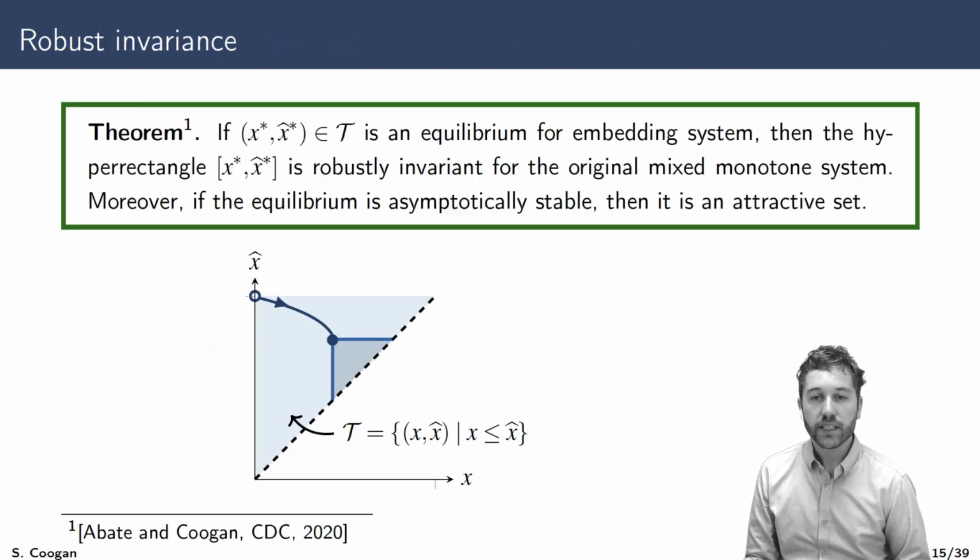So we make these properties of the embedding system precise with the following theorem. If a point x star, x hat star, is within this upper triangular region T, and it is an equilibrium point for the embedding system, then the hyperrectangle defined by the point x star and x hat star is robustly invariant for the original dynamics. Moreover, if the equilibrium is asymptotically stable, then this invariant set is also an attractive set. This theorem is actually a corollary of a more general result presented in this below referenced CDC paper of ours that characterizes families of successively tighter robustly invariant sets.